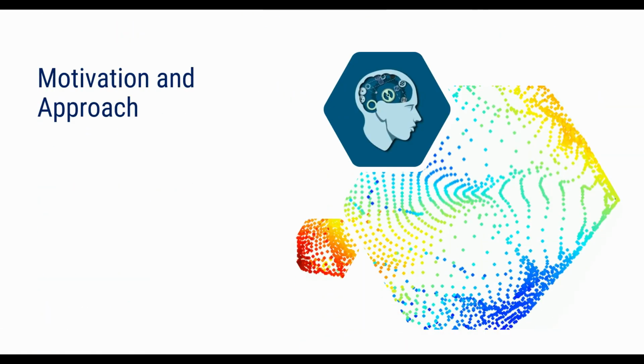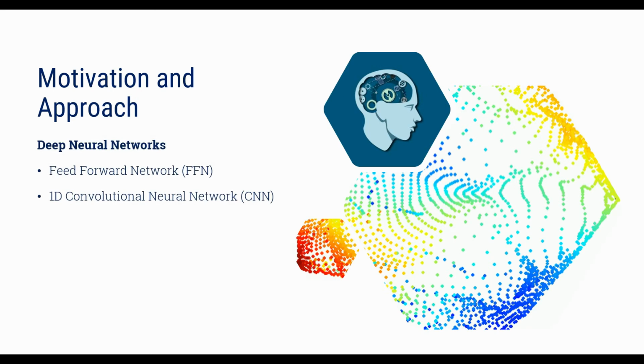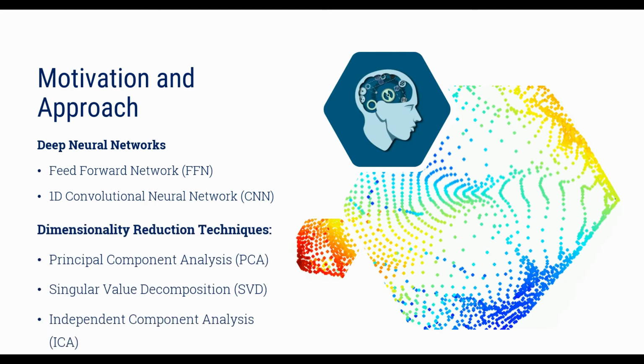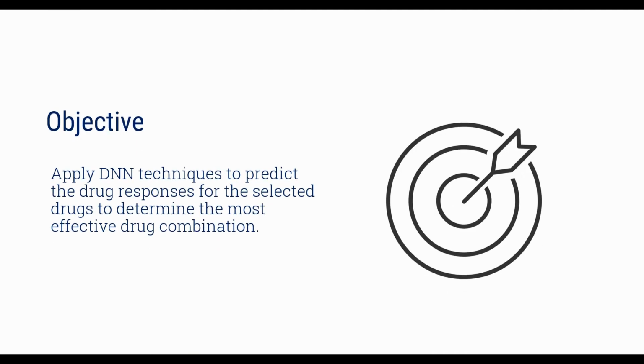However, deep neural networks can handle copious amounts of complex data and model biological complexity with better accuracy. Therefore, in this study we use deep neural networks, and in particular we use feed-forward networks and 1D convolutional neural networks. And in order to tackle the high dimensionality problem, we use popular dimensionality reduction techniques such as PCA, ICA, and SVD. The objective of this study is to apply DNN techniques to predict the drug responses for the selected drugs to determine the most effective drug combination.